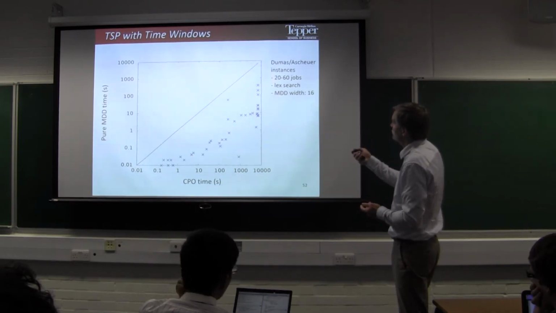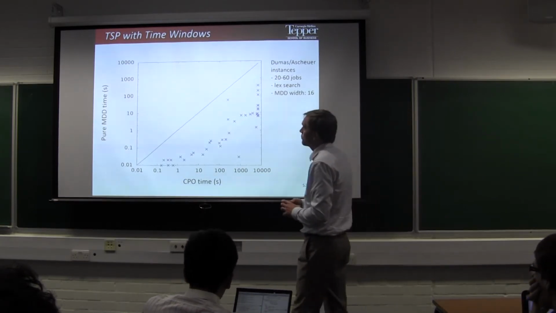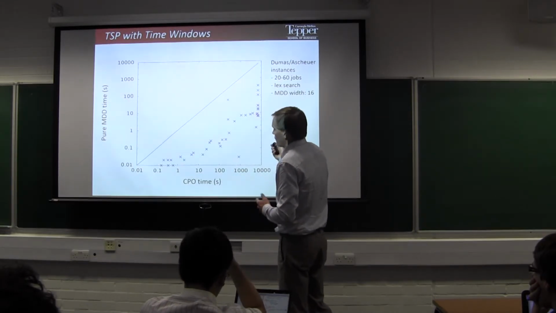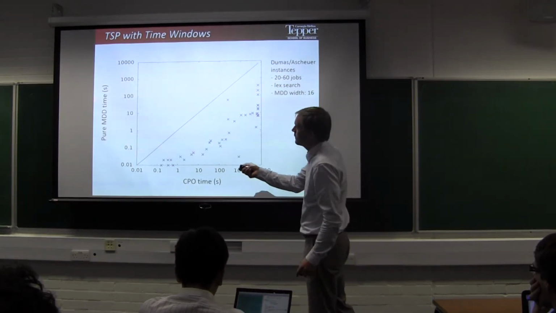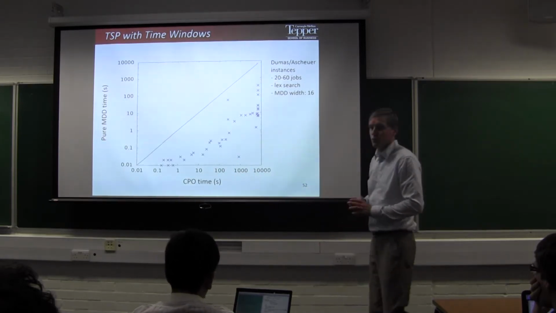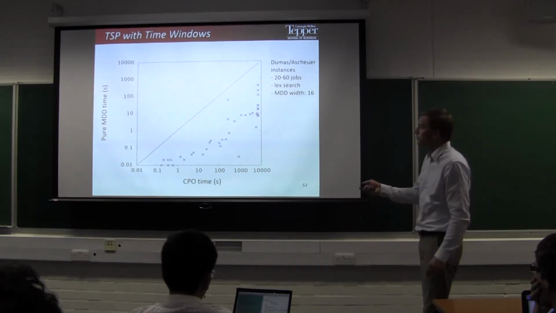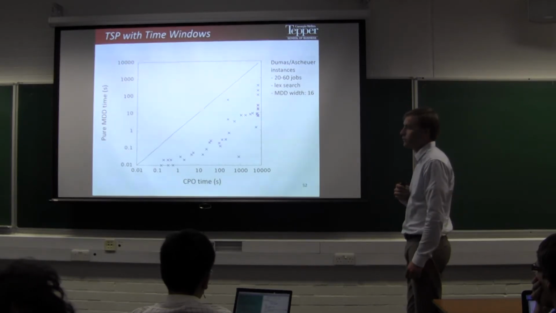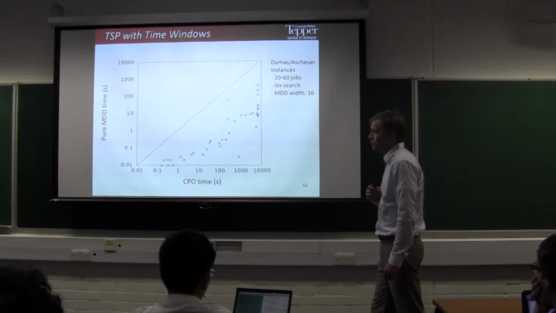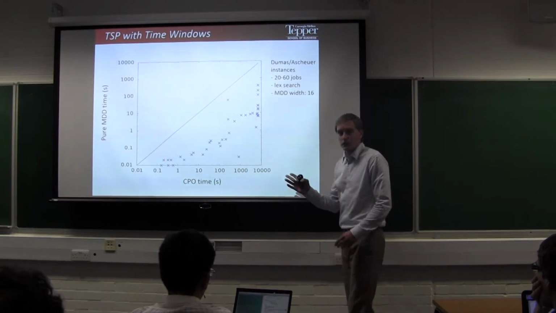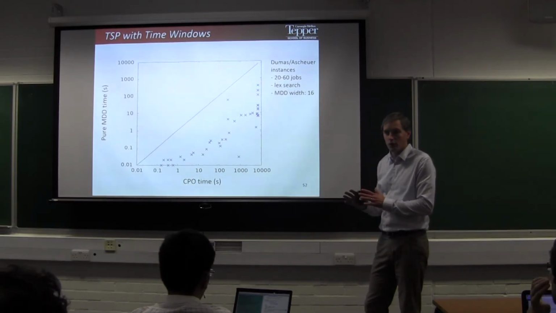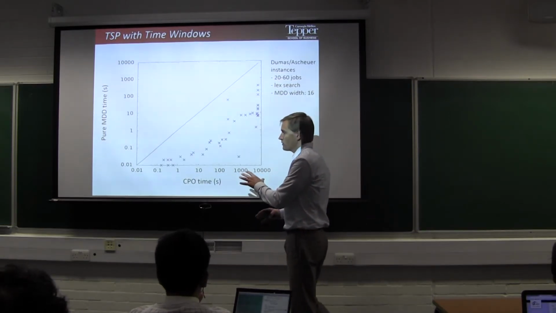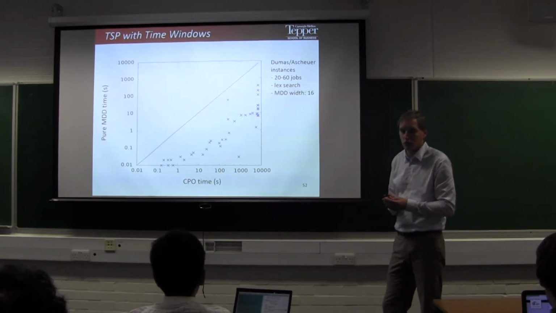This is the classic benchmark, and you see here that in terms of time, this is a log scale, of course, but the pure MDD greatly outperforms pure CP. These are orders of magnitude. You can solve many more problems optimally than CP would. This shows you that MDDs just by themselves can outperform CP, but I want to stress that CP is not the preferred method for TSPs, right?